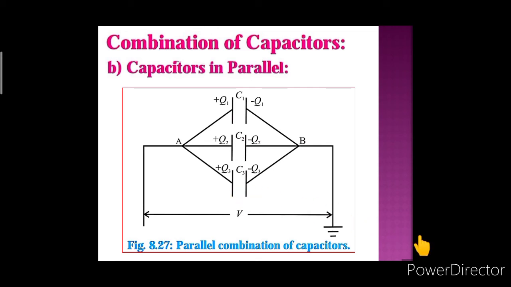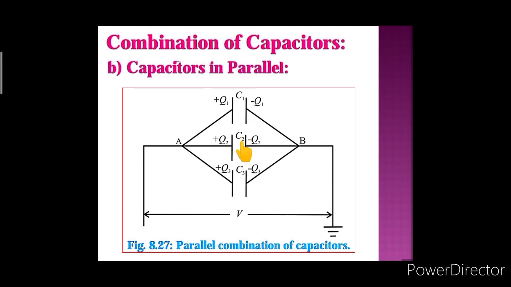Let us consider the capacitor having the capacitance C1. The first plate, which is connected to point A and hence the positive terminal of the battery, acquires the plus Q1 charge, and the second plate of the capacitor will be having minus Q1 charge.